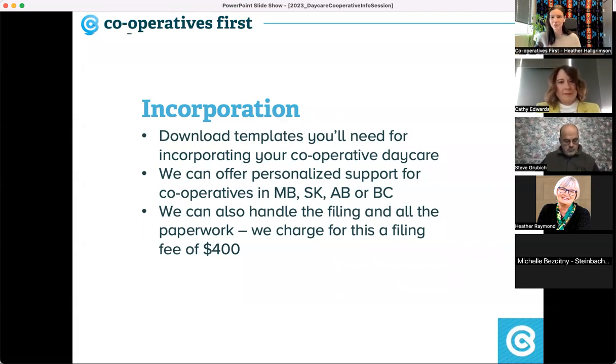We have the customized templates ready to go for Saskatchewan. If you want customized templates for any other province, just reach out and we will create those on an ongoing basis. It only takes about a week of turnaround, so it's not a huge lag in time.